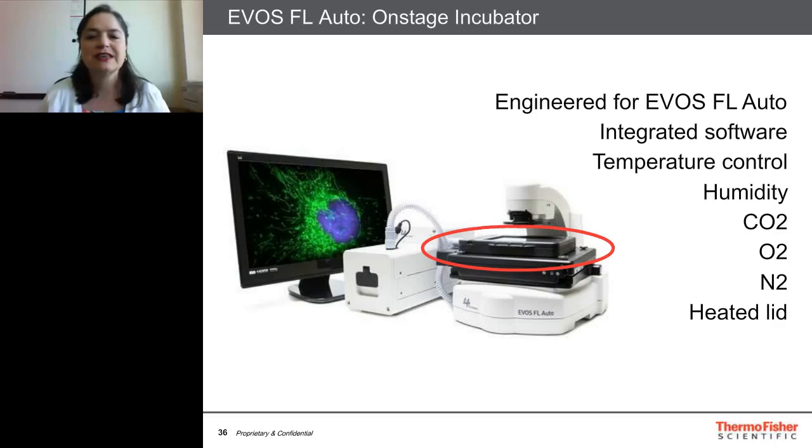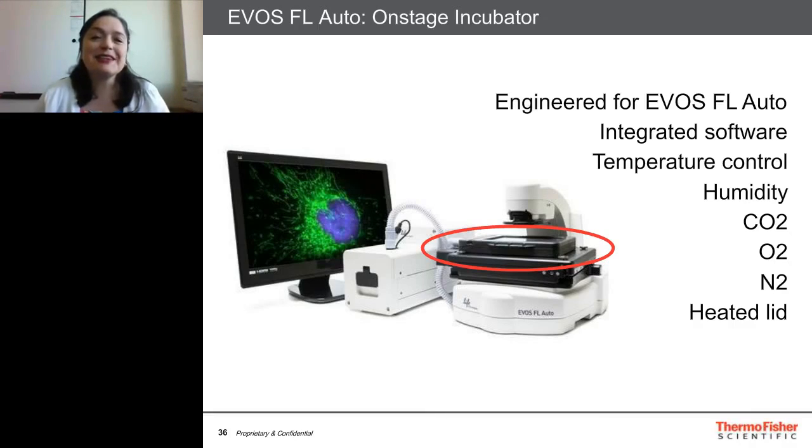You can put your cells in that nice controlled environment. So you can regulate the temperature, the humidity, how much oxygen they're getting, and it's all right there on the stage of the microscope, and you can control it digitally while you're setting up your experiment. And it's a really nice feature. I even like it better now than my 12-step confocal.